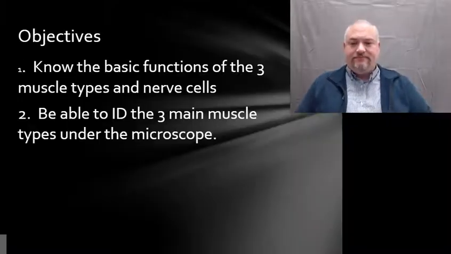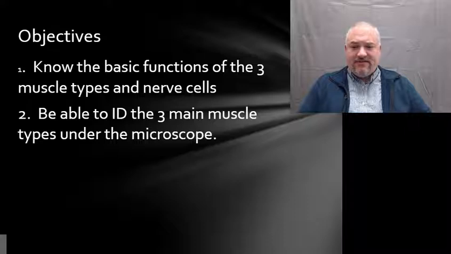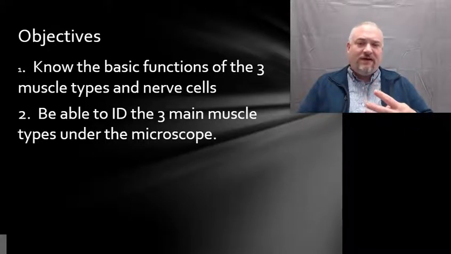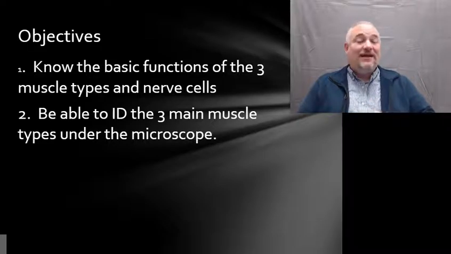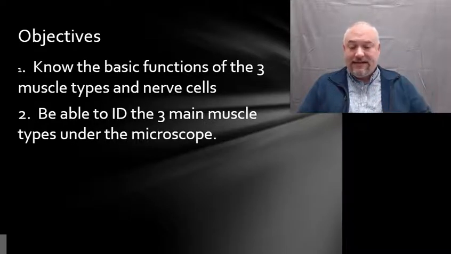So let's begin. So the objectives: know the basic functions of the three muscle types and nerve cells in general, and be able to identify the three main muscle types under the microscope. I'm not going to have you identify nervous tissue under the scope because I just don't have any good slides of nervous tissue for us to use in lab. And if we're virtual, I could maybe do it, but we're just going to stick to, let's hope we can do it in person in a little bit.